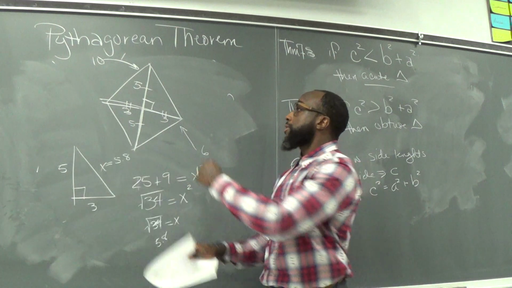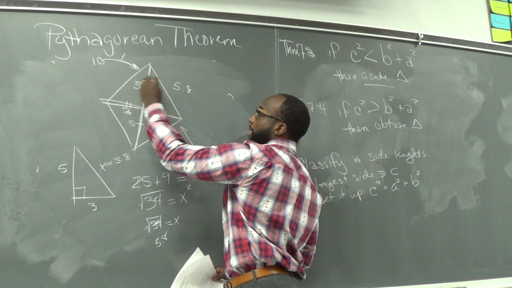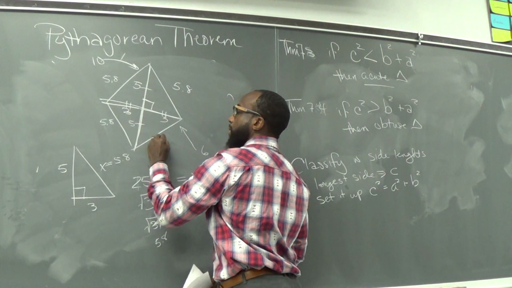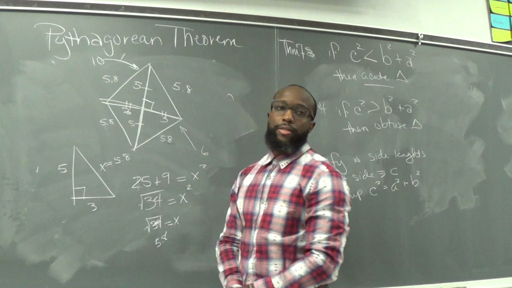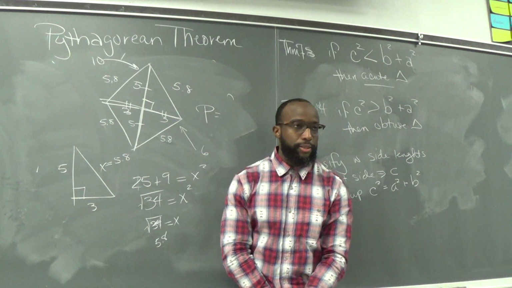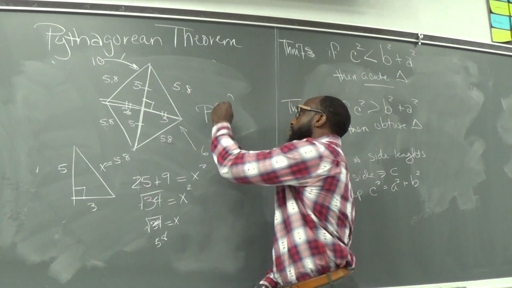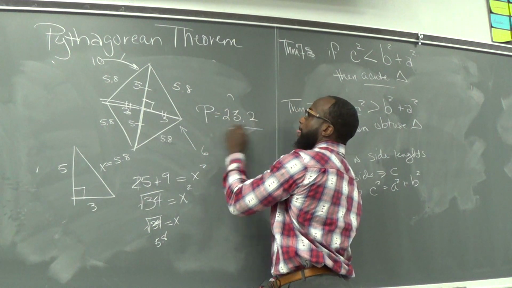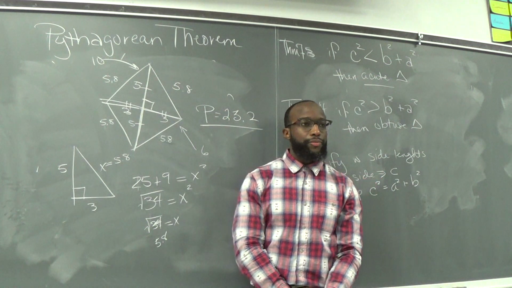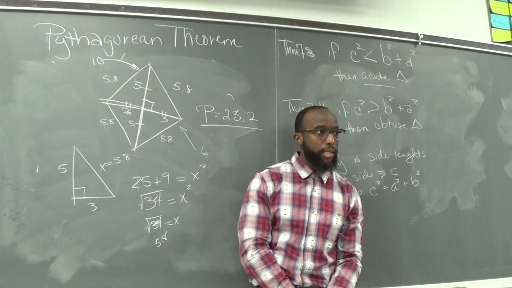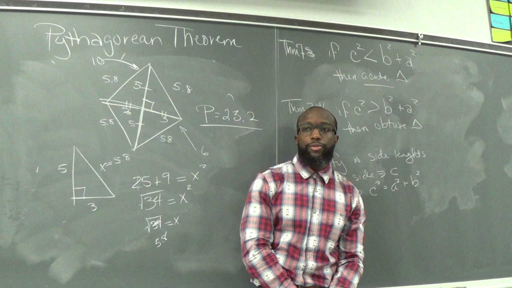Alright, so here we go. All of these sides are going to be 5.8. So the perimeter is going to be 5.8 times 4. So P equals how much? 23.2. Yep. Alright, 23.2.